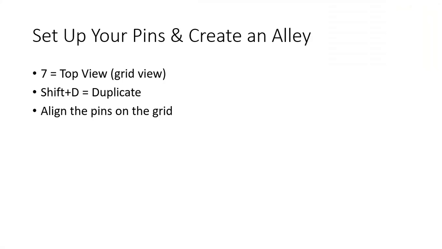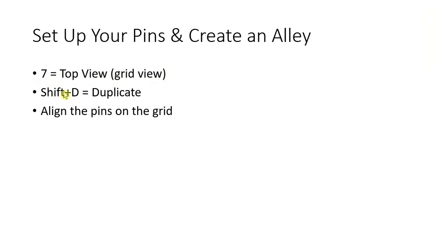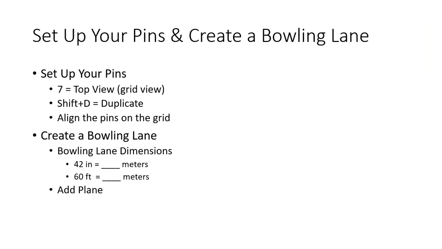Next, you're going to set up your pins and create an alley. So 7 will give you the top view and you'll be able to see the grid. You'll do Shift D to duplicate your pins, and then you're going to align those pins on the grid. Next, let's set up the pins. You're going to click the number 7 on your number pad to get to top view, and then you'll see this great little grid that you can use to arrange your pins. Shift D is to duplicate your pins, and then you can just align your pins on the grid.